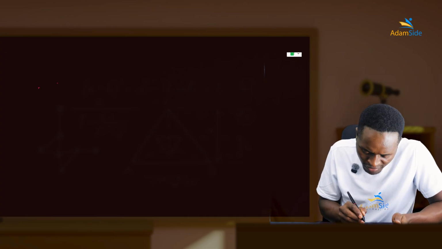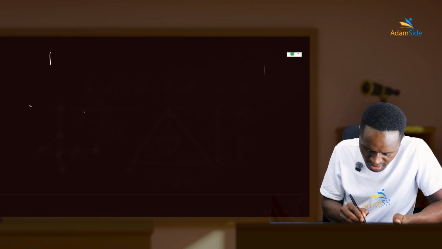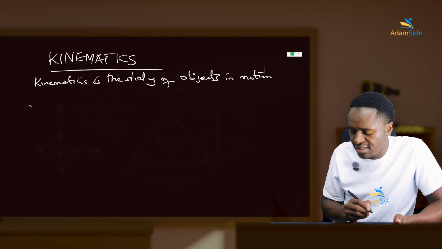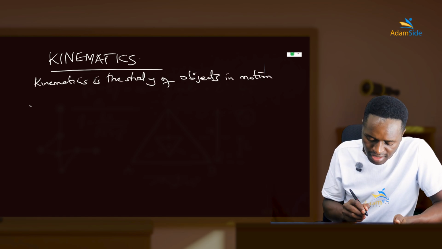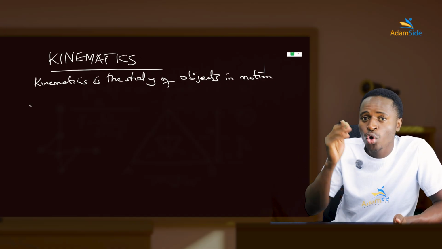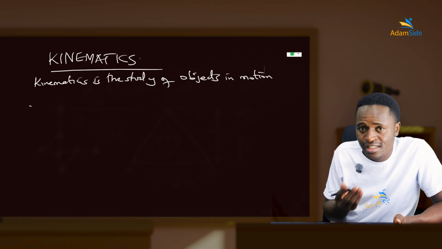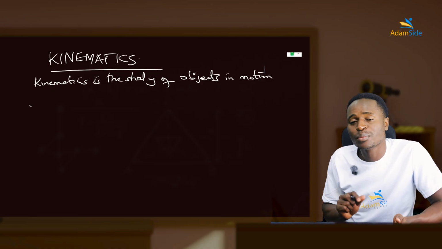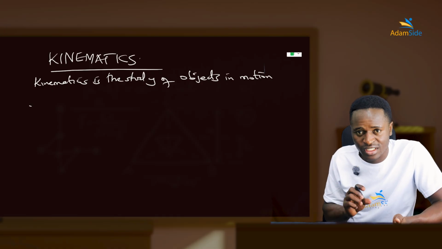So first of all, what is kinematics? In our previous math class, we said kinematics is the study of objects in motion. This object in motion can either have constant speed or change speed. When they change speed, that becomes acceleration. When they reduce speed, that becomes deceleration. So you have to understand these terms.